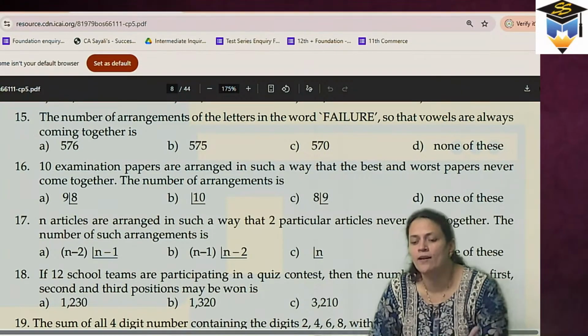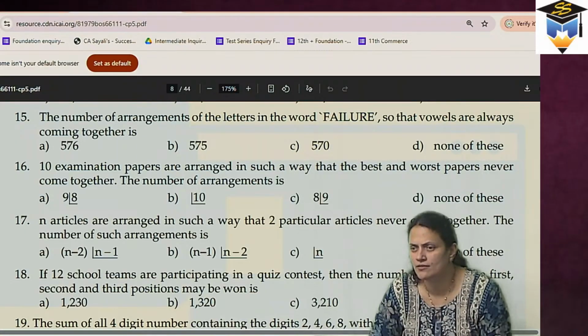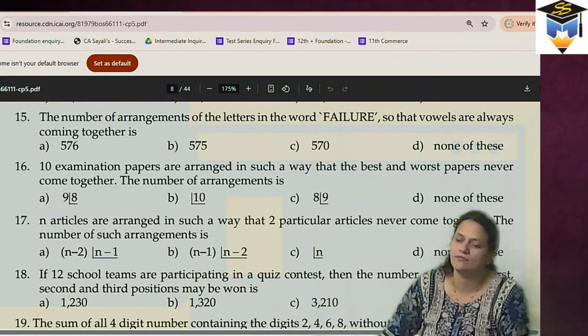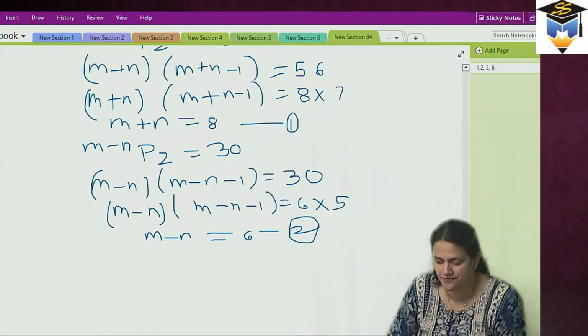4 factorial multiplied by 4 factorial. Why multiplication? Did you understand how it was done? Correct.